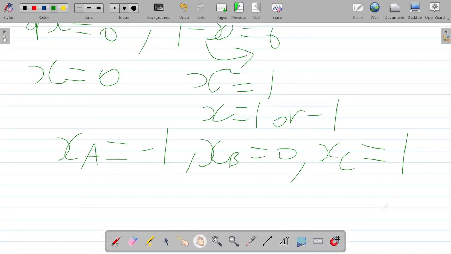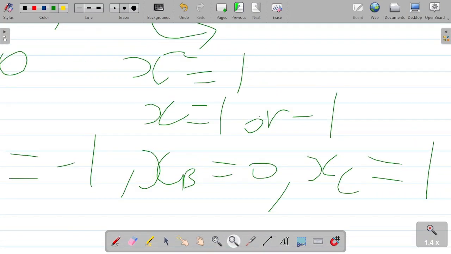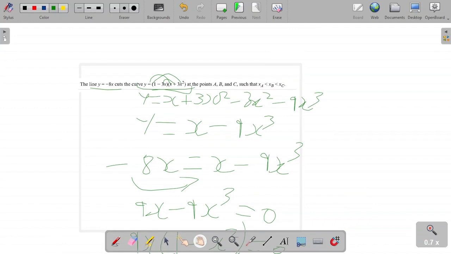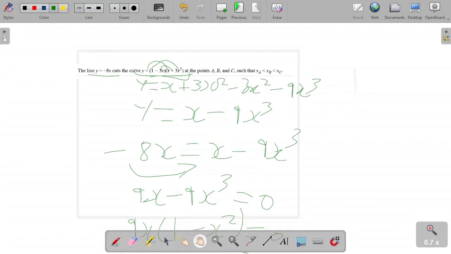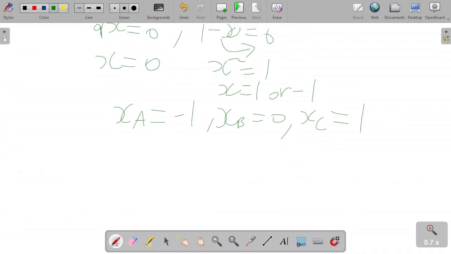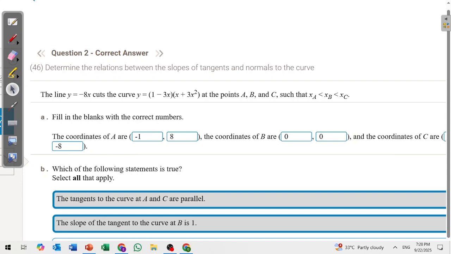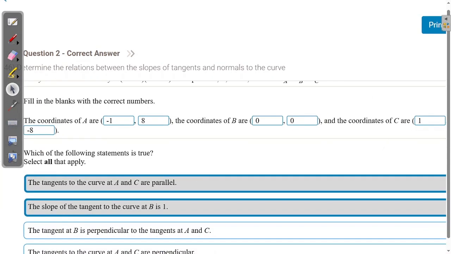Now they want the y's, so we take the x's and we substitute them in the original equation, in the curve or the line, since they intersect anyway. So y is going to be equal to negative 8 times negative 1, so it's going to be 8, and the same thing for B, negative 8 times 0 is equal to 0. Same thing for the last one, it will be negative 8 times 1, which is negative 8. So now you got the points, you put them here.